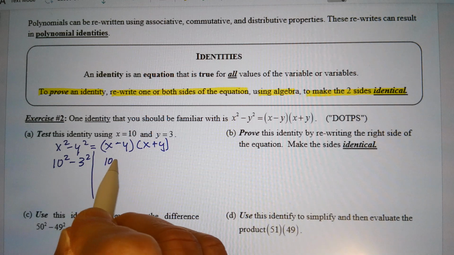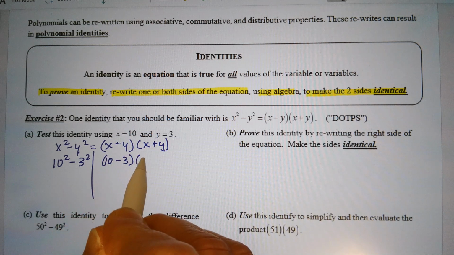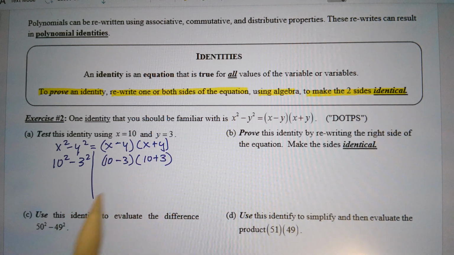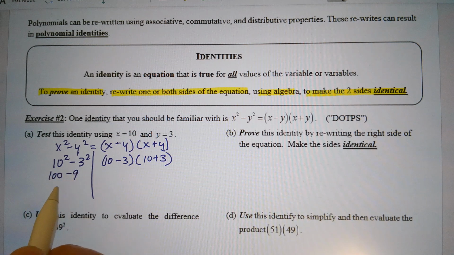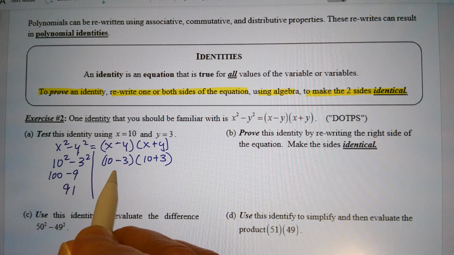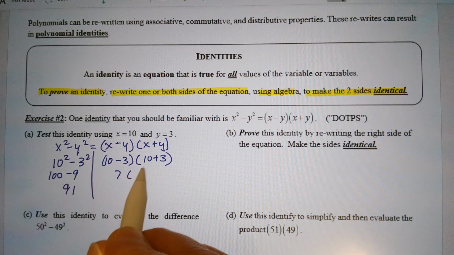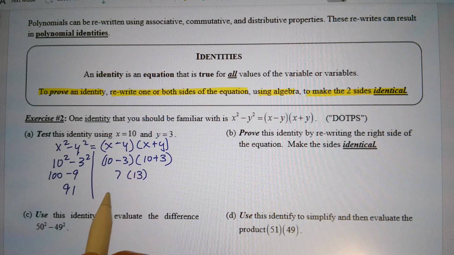Substituting 10 minus 3 and 10 plus 3. Okay, 10 squared is 100, minus 3 squared is 9, that is 91. 10 minus 3 is 7, times 13, 91. So it does check. The two sides are, we tested it, 91 does equal 91.